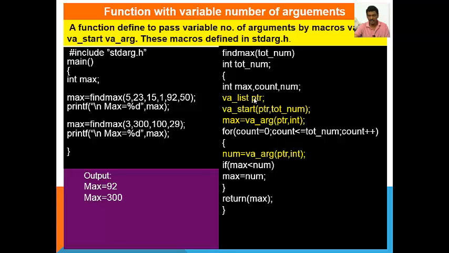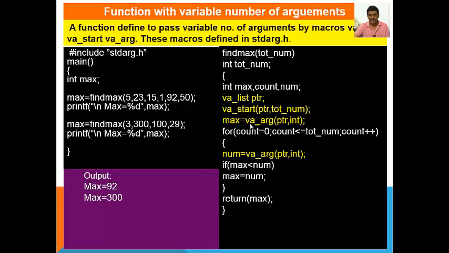What is a va_list variable? ptr is a va_list variable. So ptr comma, here we give totalnum. What is the value of totalnum? In this case, totalnum is 5. So ptr comma 5. So it internally finds the 5 values.